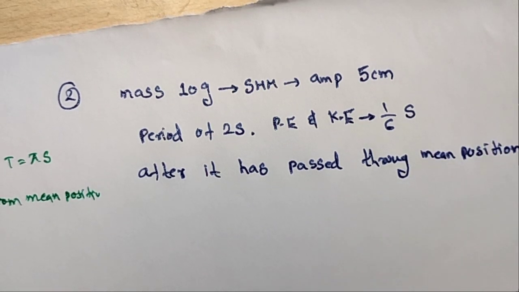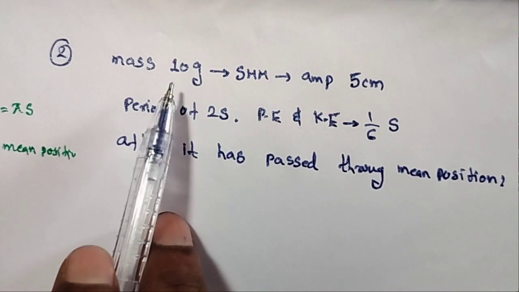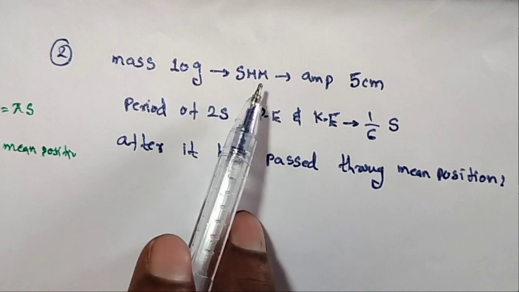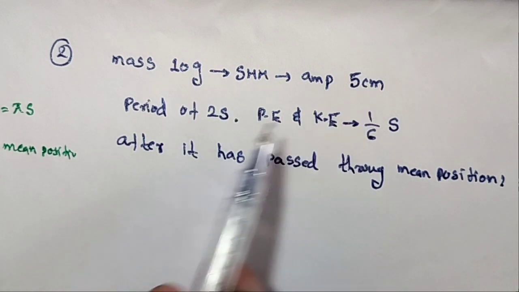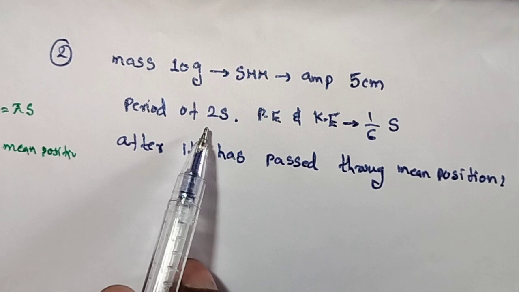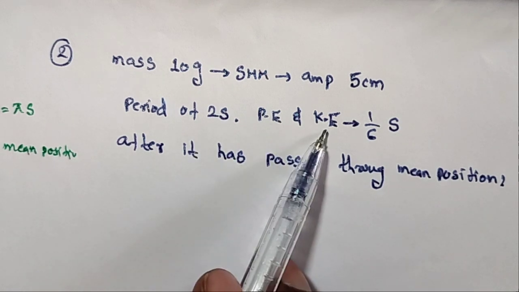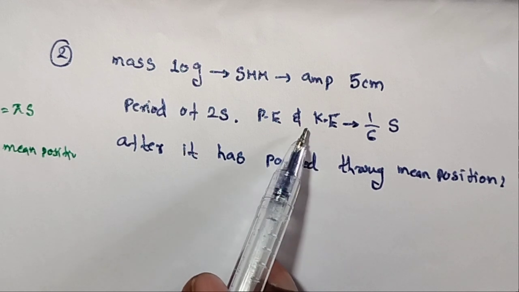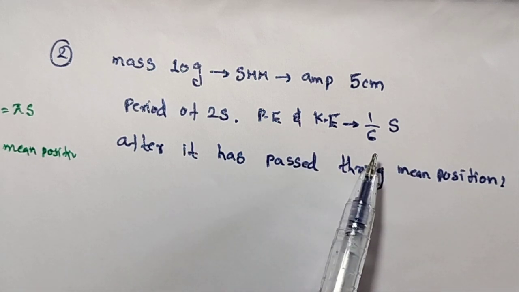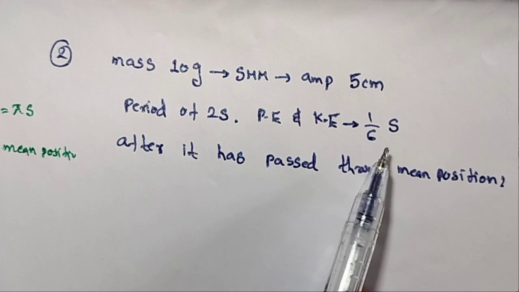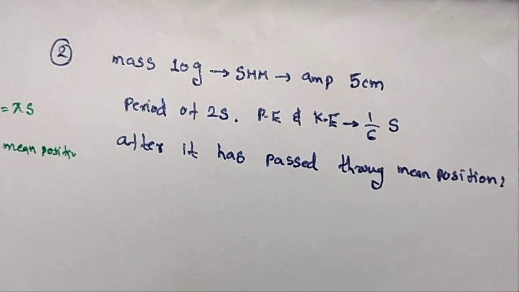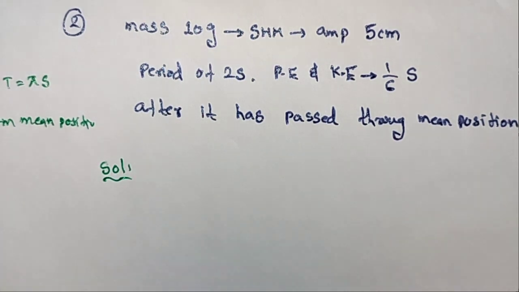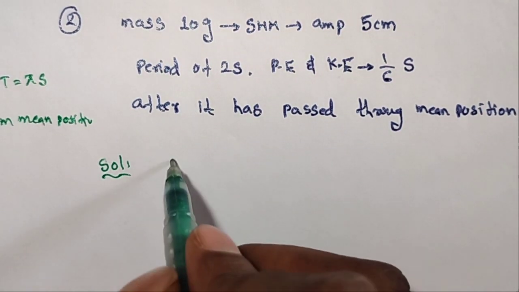Okay, so what is the question here? Very simple question. The mass is equal to 10 grams and it is executing simple harmonic motion. The amplitude is 5 centimeter and the time period is given as 2 seconds. We need the kinetic energy and potential energy. It is not at the mean position or the extreme position, but you can calculate it for the particle, 1/6 seconds after. So it's very easy. I'll give some clue.